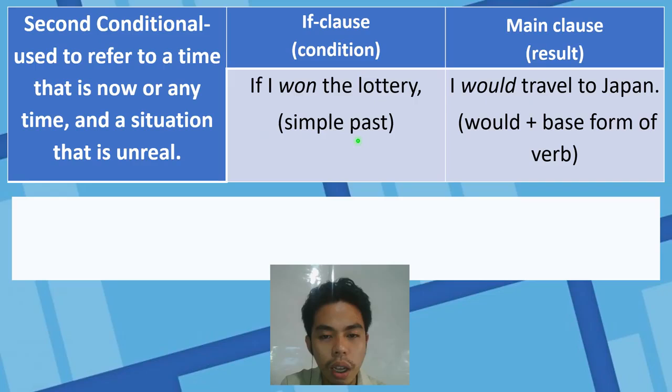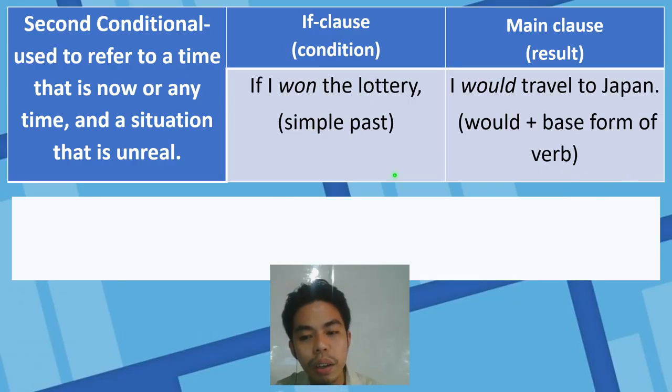If I won the lottery, I would travel to Japan. So what did you notice? So it may happen, or it may only happen if I will what? If I will have the lottery ticket. So there will be a chance for me to win if I have the lottery ticket. And of course, the main clause or the result will happen if I won, or if I really win the lottery.